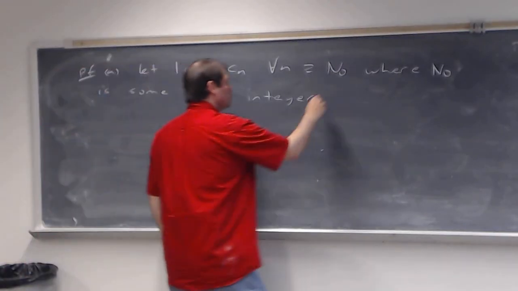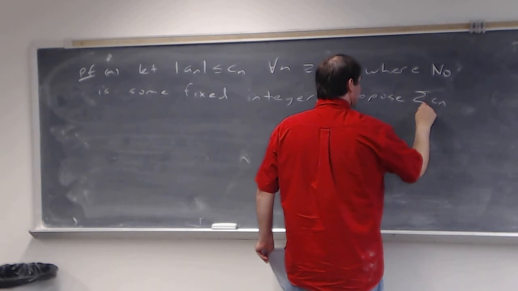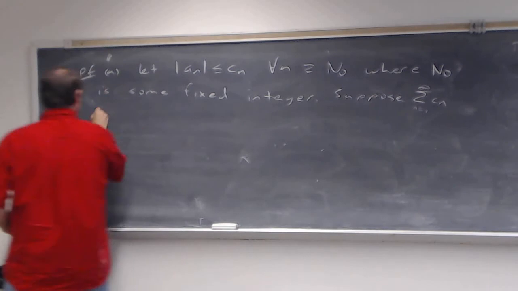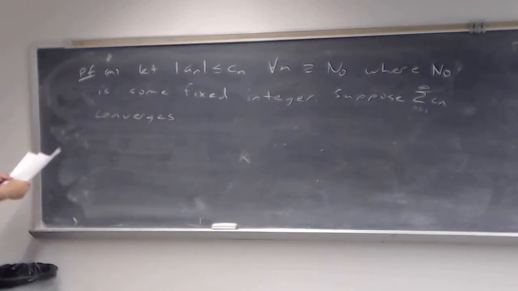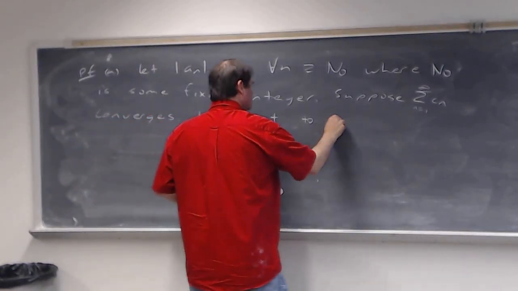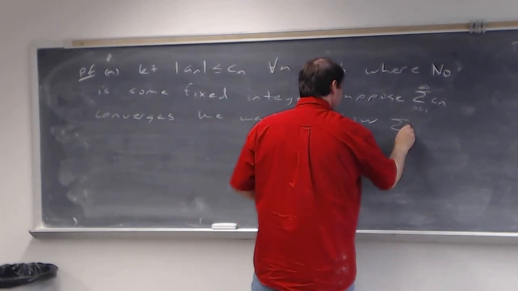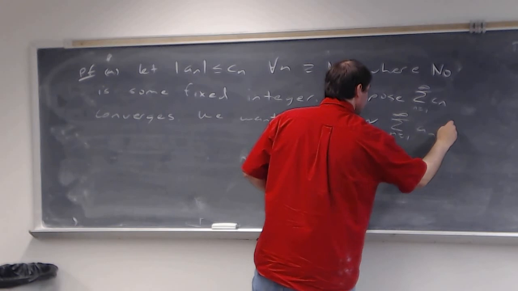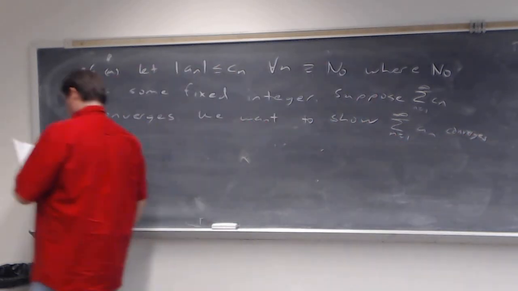We also suppose that the sum of the c sub n's, as n runs from 1 to infinity, converges. We want to show that the series of the a sub n's converges. That's what I want to show.